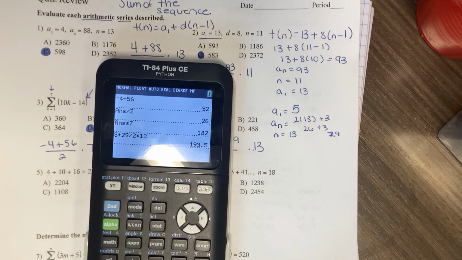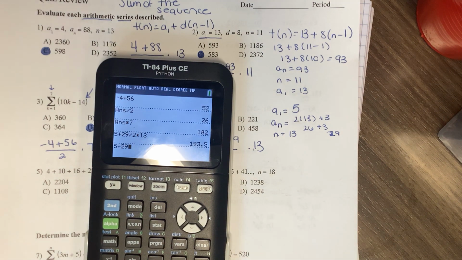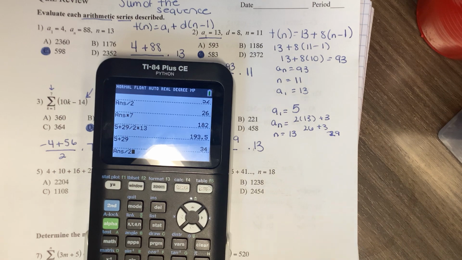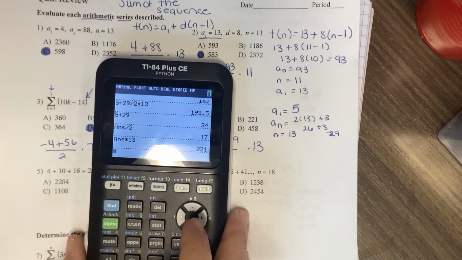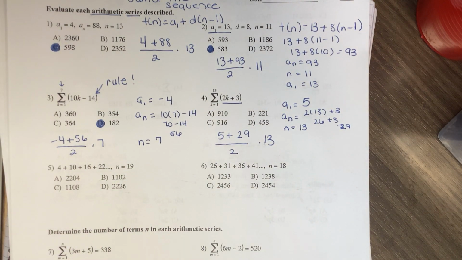Because your calculator only knows how to do order of operations. So the way your calculator read this was 29 divided by 2 times 13 plus 5. Shouldn't the calculator know? It will only know what you put into it. So put it in the thing, man. So what I would do is every step of the way, 5 plus 29 is that, divided by 2 is that, times 13 is that. 221? B.